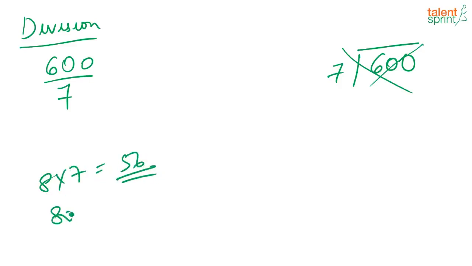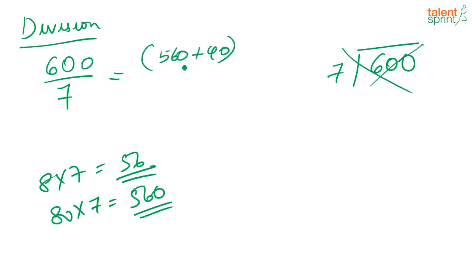So I can say 80 into 7 is what? 80 into 7 is 560, correct? So I know 560 is divisible by 7. This I can do in my mind, I needn't write it down like this. So this 600, I can split it as 560 plus 40 divided by 7. Correct? Now just split it and do.